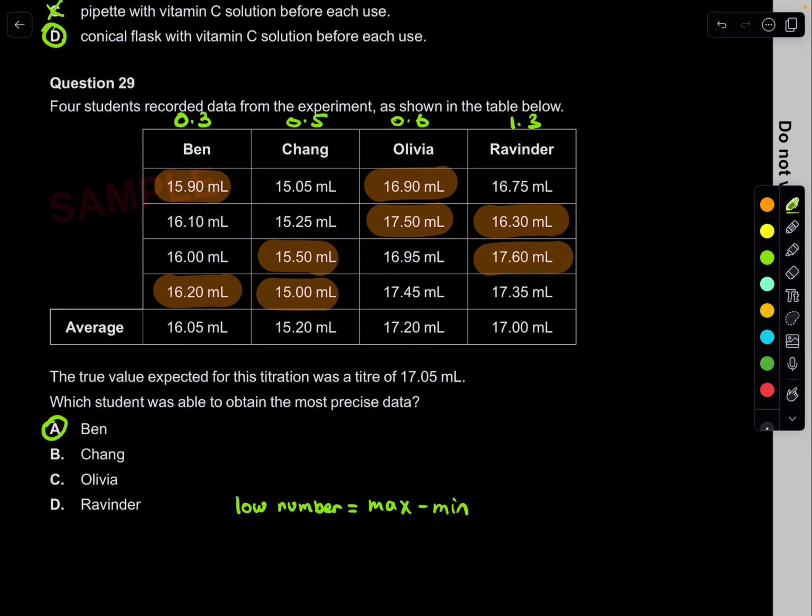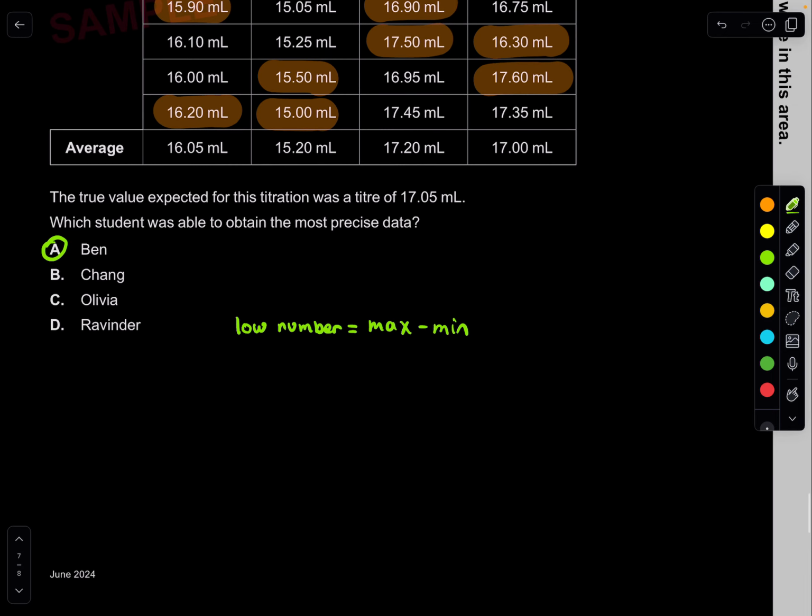Be careful of the word, what do we call average? So that average is used to calculate how accurate those data points are. So yeah, that's that one.